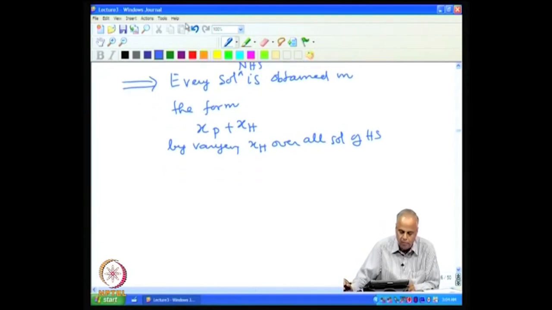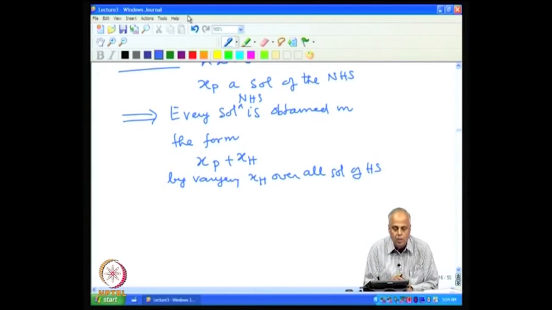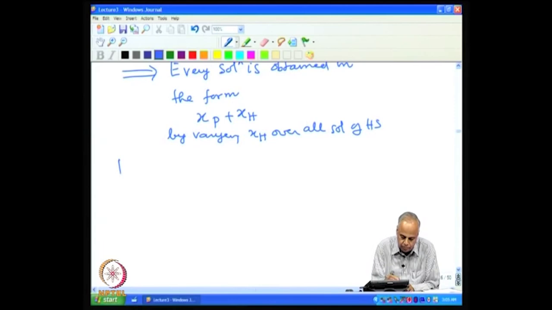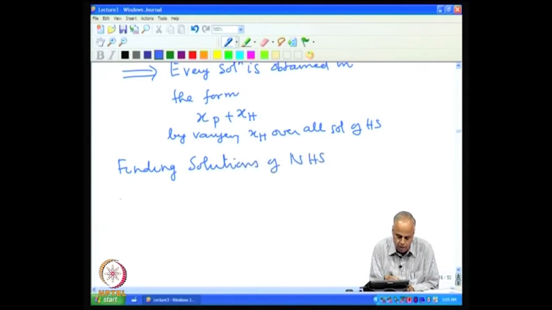Thus, we see that finding the solution of a non-homogeneous system involves two parts, that of finding xp, one solution of the non-homogeneous system, that is why we use the symbol P, because it is called a particular solution, and we have to vary xh over all possible solutions of the homogeneous system. So, we need all the solutions of the homogeneous system. So, finding a solution of non-homogeneous system involves two parts.